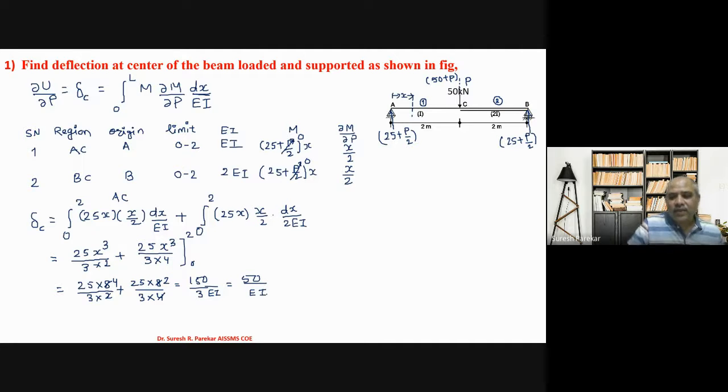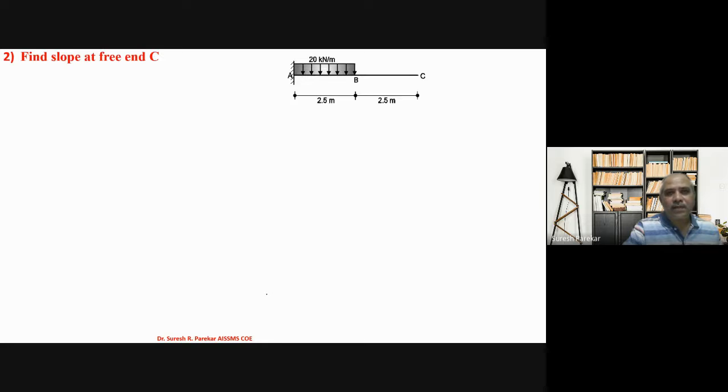So likewise you can calculate this value. So deflection at center is 50 upon EI. Then second problem we have, find slope at free end C. So we are interested to find slope at C.